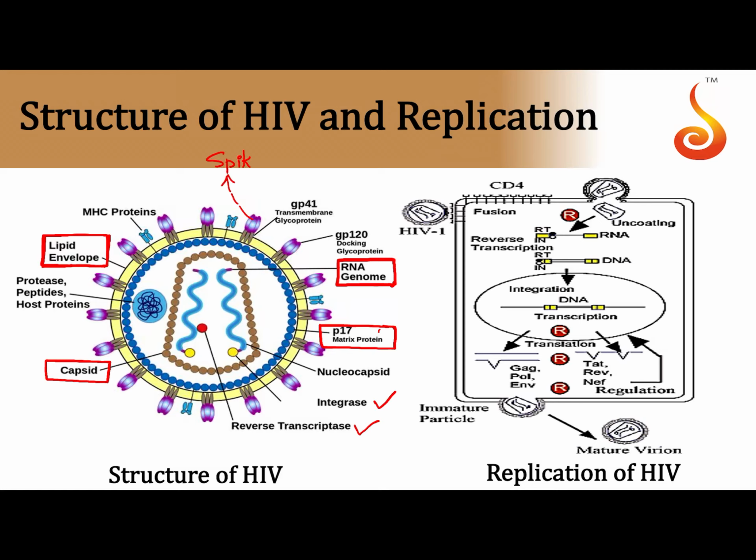And if you all notice, the spike has two major components. There is a globular component on top and there is a stalk-like component at the bottom. The stalk-like component is called the transmembrane glycoprotein 41 and the globular component is called the glycoprotein 120. This glycoprotein 120 is very important because this is the one that is binding to the T cell receptor when it attacks the T helper cell.